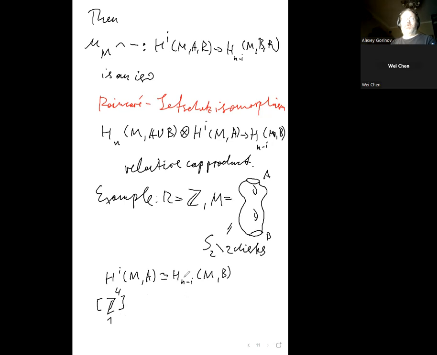And here we have, well, N is 2. And here we have the same result, Z to the 4 in degree 1. Okay, so nothing happened. But now let's take A equal the whole boundary, B empty. We could do that. We have the same result.